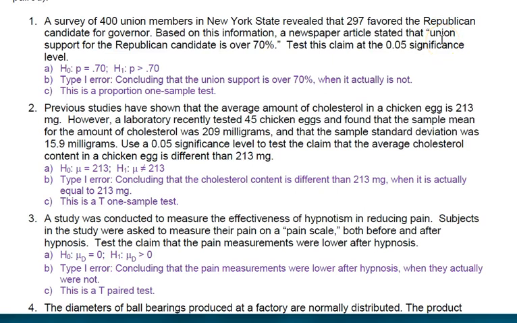Let's start with number 1. In this one, we have a survey, and we want to test the claim that union support for the Republican candidate is over 70%. So when we're looking at the claim, we're talking about testing something to do with the percentage. That means that we're actually testing a proportion. If we think about what we would do in StatCrunch, that means we've got a proportion test, and since we only have the one sample, that would be a proportion one sample test.